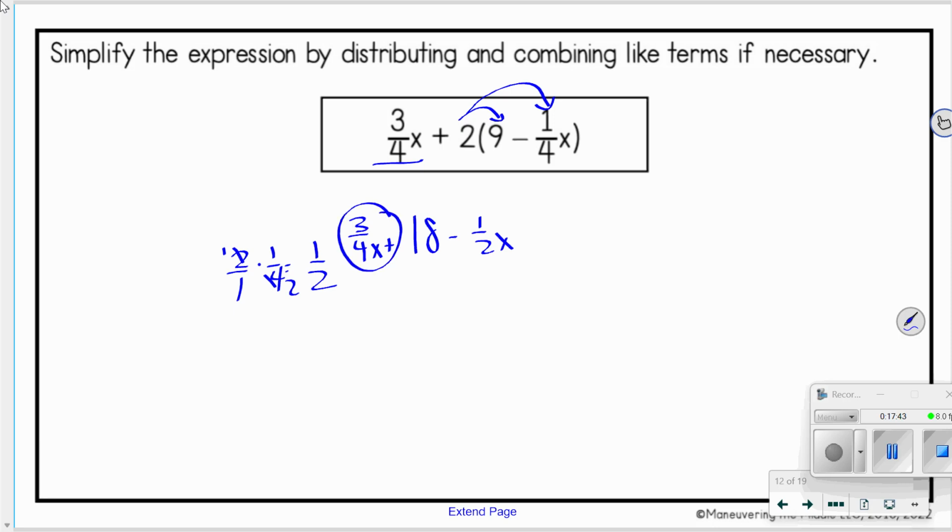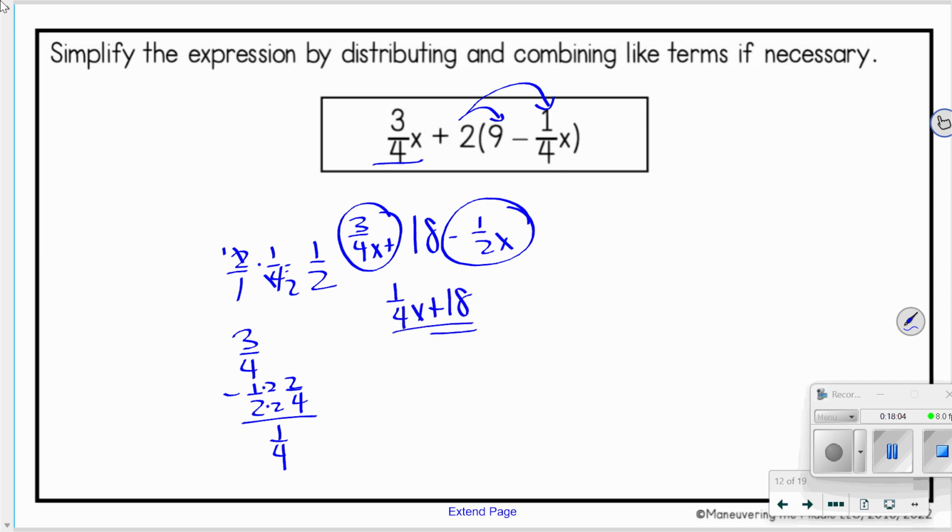Now I combine my like terms. I have a positive and a negative, means they're different, they're going to fight. So 3/4 minus 1/2. First thing here, I've got to have a common denominator. Makes that 2/4. 3 minus 2 gives me 1/4. Bigger guy is positive, so that becomes 1/4 x plus 18. Should have been your final answer. Yep, I got that too, Lynn.